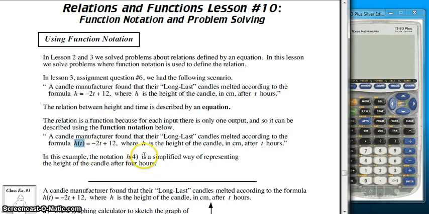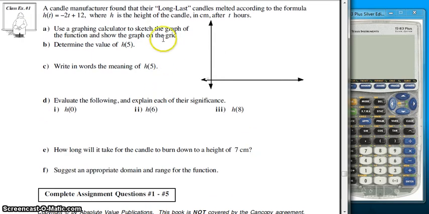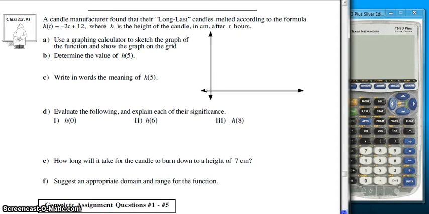And with this notation, if you plug in a 4, h of 4, it's saying t is replaced by 4, which means what happened to the height when the time is 4 hours later. So using function notation, you can write it this way. It's like a short form. Okay, so let's answer this question, and that's it. I'm not going to scroll anymore. That's all for this lesson.